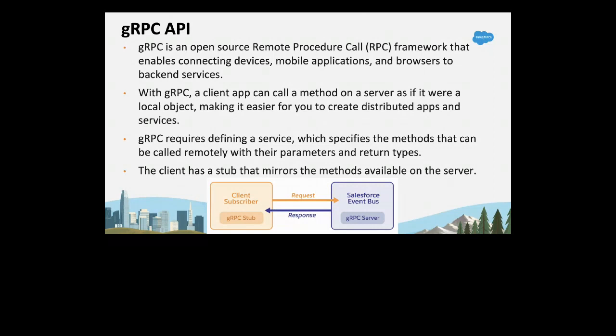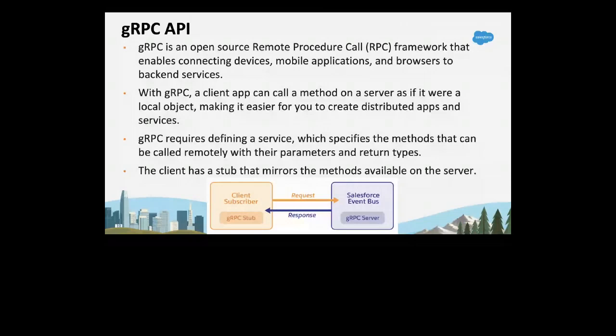But that's the basic concept here. In this case, we have the gRPC stub on the client side and the gRPC server. The stub will have almost identical methods to what we have on the server, so a client app can call the method on the server as if it was a local object. You don't have to call anything on the server directly because we have the stub ready. So it's much easier for you to create distributed apps and services.